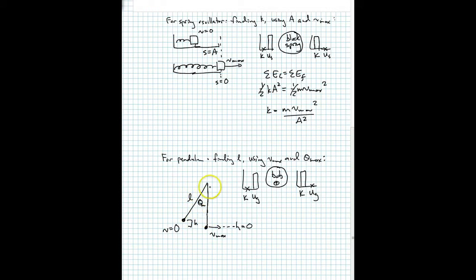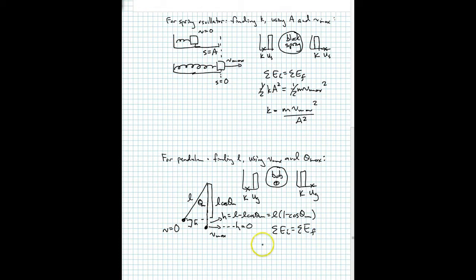If we use trig, this bit is L cosine theta max. This whole thing is L, so this little bit here is L minus L cosine theta max, or L times 1 minus cosine theta max. It's a useful little trick. We see that all the time. So to draw a good diagram, you'll be able to figure it out.